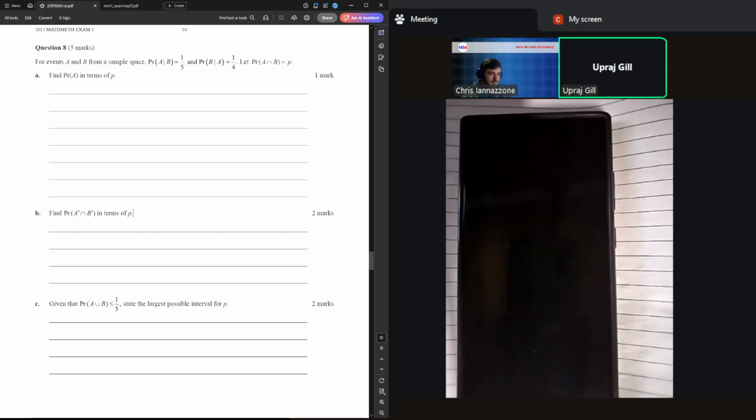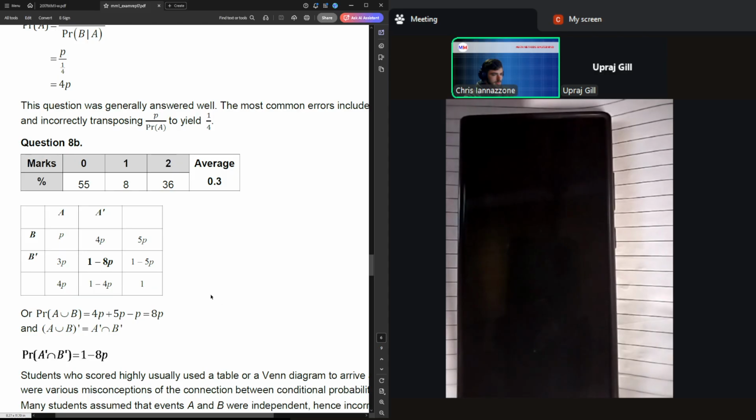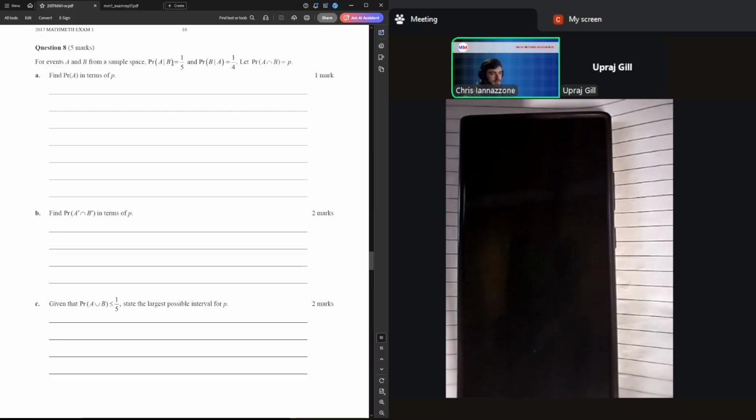No, I don't think I got it right. My map. Okay, let's take a look. So that's what it's supposed to end up looking like. The A intersection B, that one's a given. It's just P. We were told that at the start.